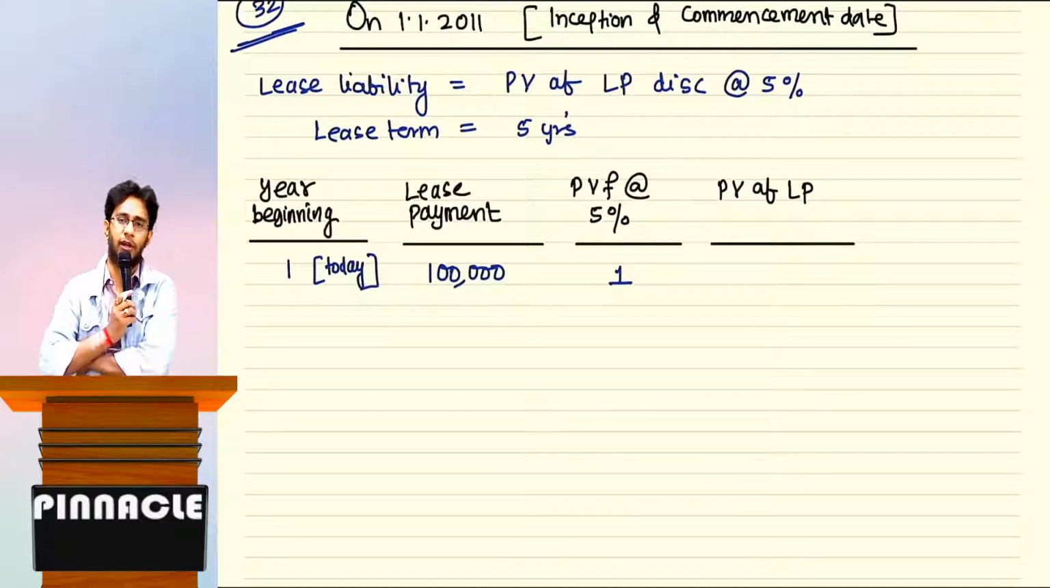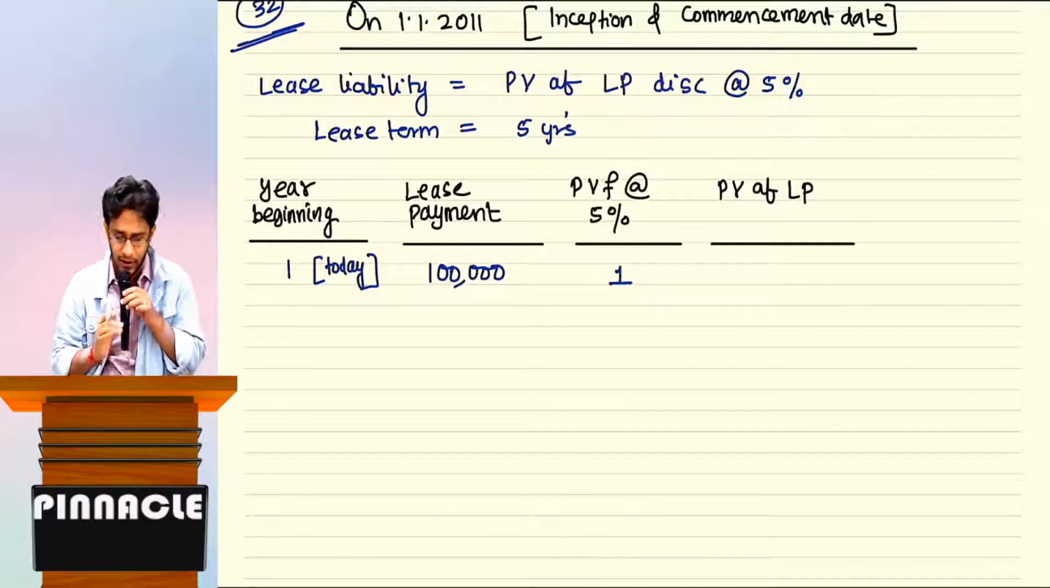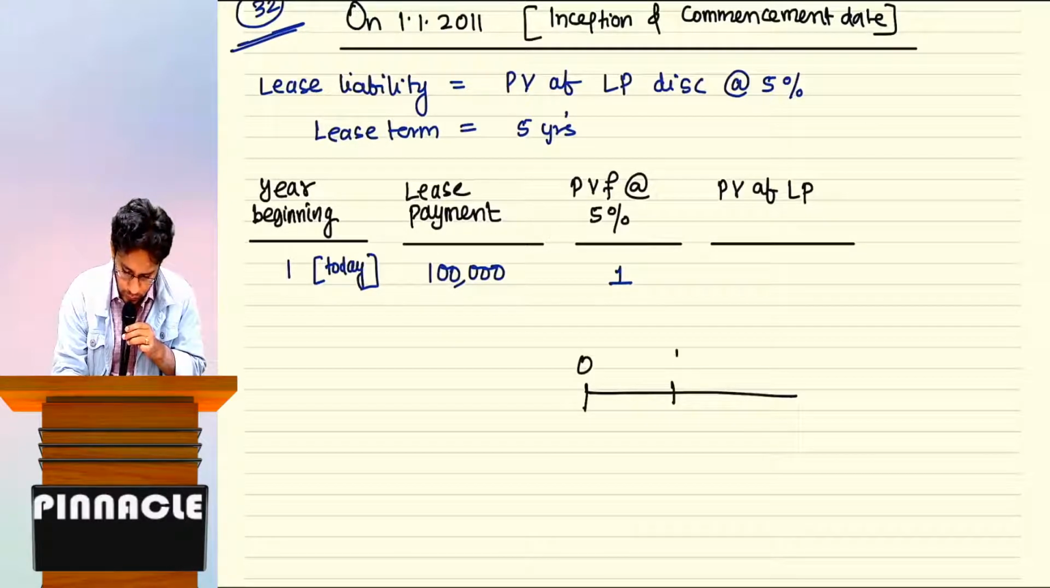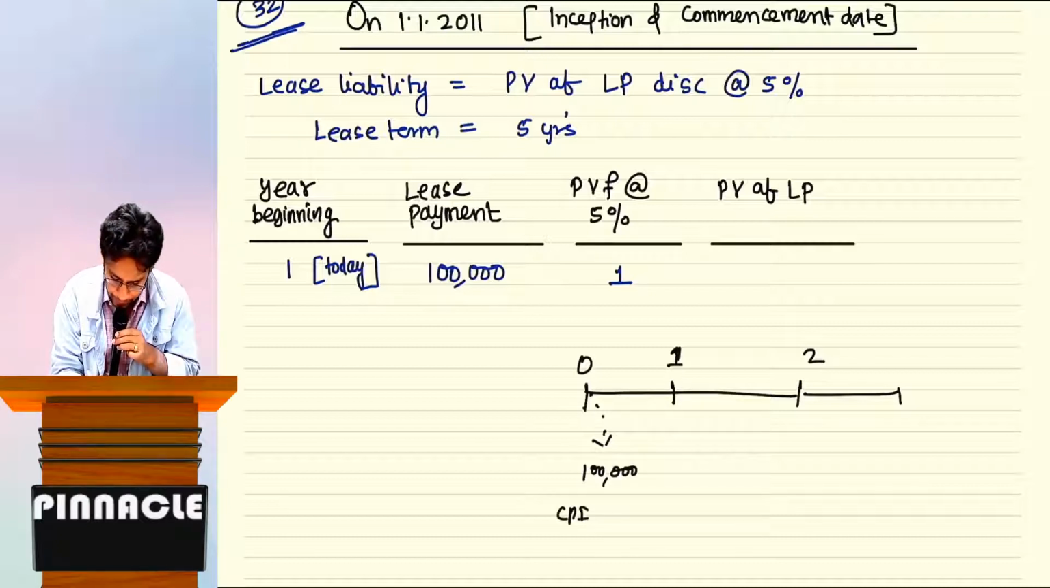Tell me, sir, second year beginning, how much will you pay? 1 lakh only. In reality, how much will you pay? 1 lakh plus updated inflation. You have to take the inflation rate at the end of the first year and you have to update it. The CP index, you have to update it. Sir, don't write what I am writing. Watch. This is 0, 1, 2, like that. So here you are paying 1 lakh. He says today's CPI is given as 120.